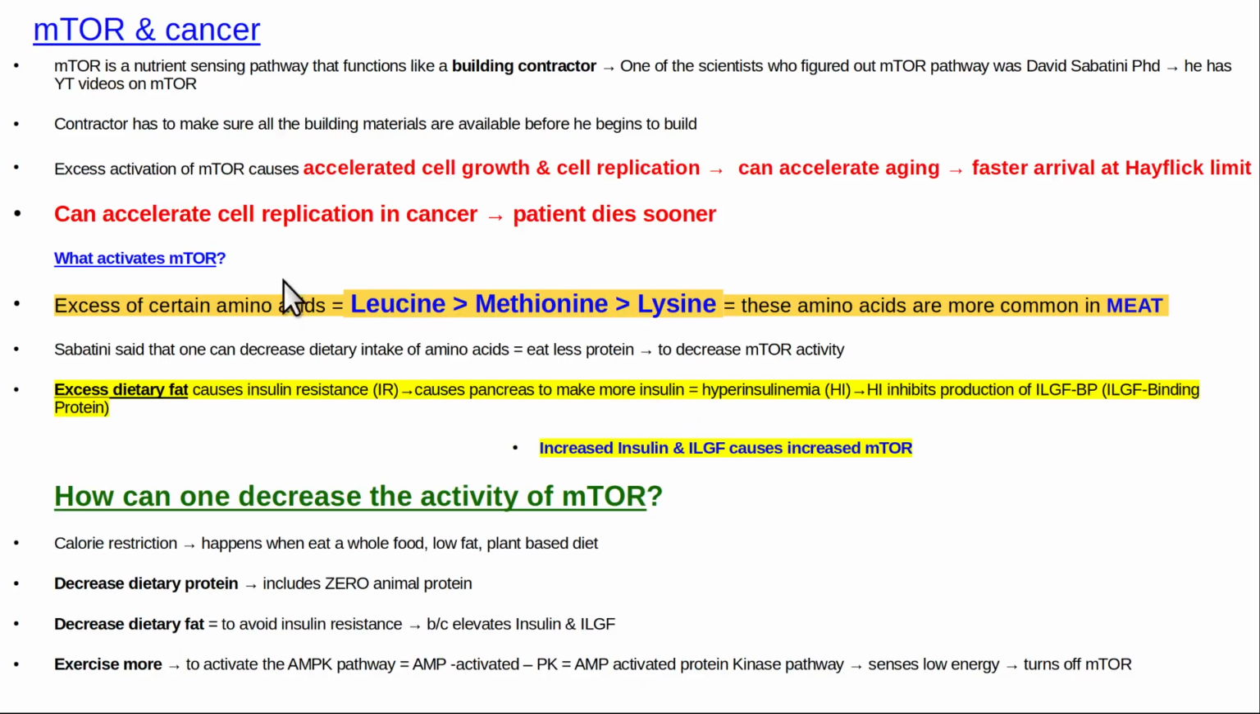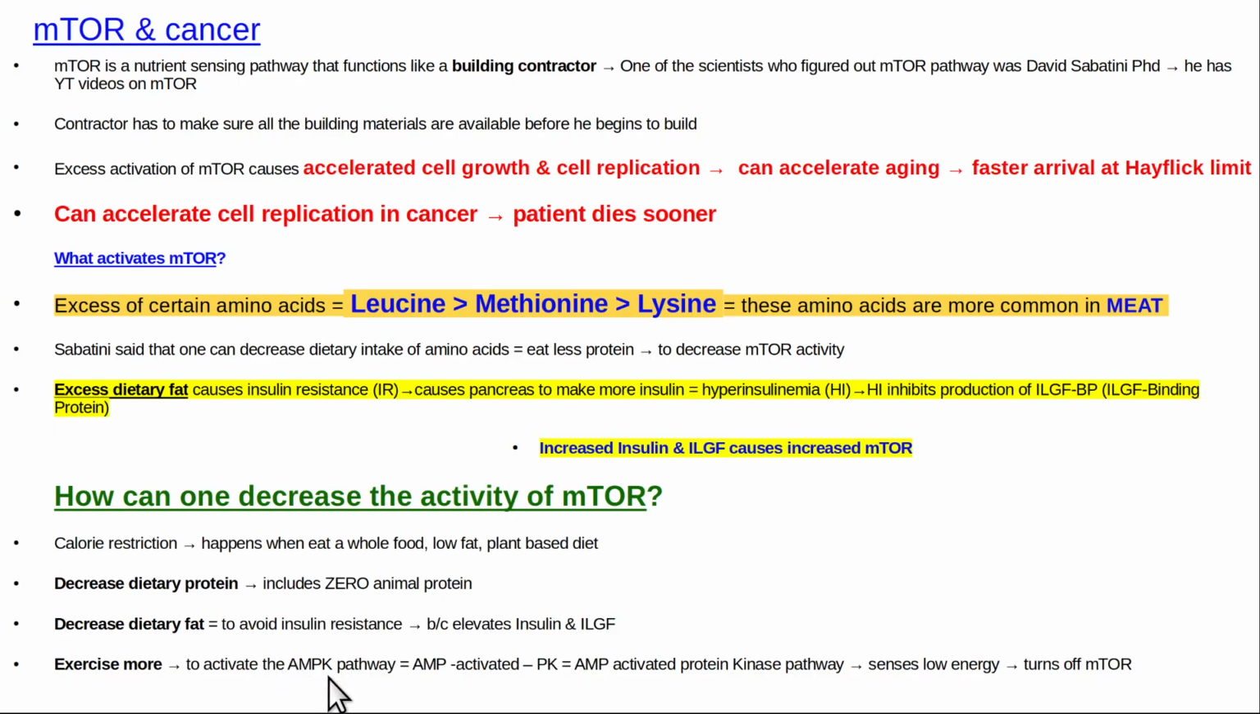Okay, this is just stuff we talked about. What activates mTOR is having increased leucine and methionine, especially the stuff that comes from meat. There's also more lysine in meat. How do you decrease mTOR? By eating 100% plant-based, no animal protein. I would maybe even lower my plant protein if I had cancer. I don't, but if I did or I was worried about it, I would do that too. But plant protein's a lot safer because there's a lot less leucine and methionine. There's also less lysine. Okay, decrease your dietary fat to avoid insulin resistance.